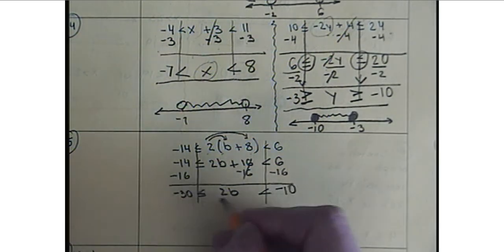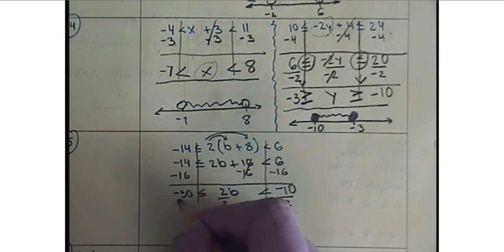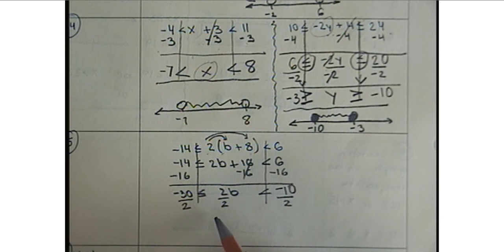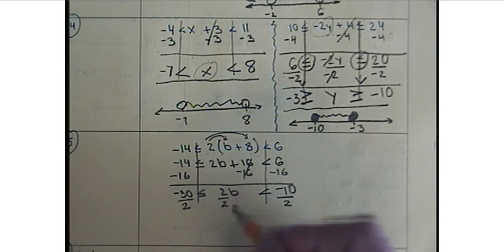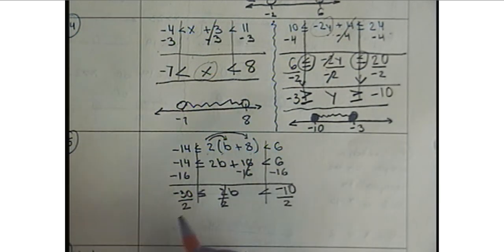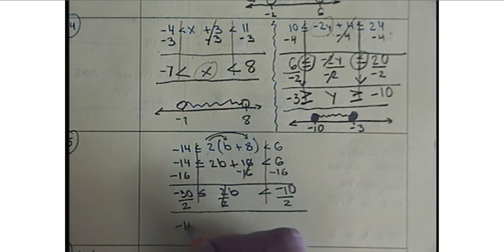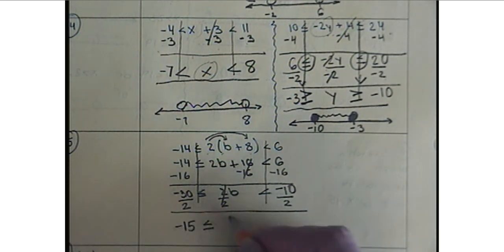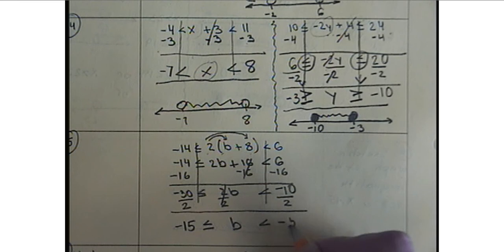Next step, we'll divide by 2. So notice we're dividing by a positive number. We don't need to flip the inequality symbols. We just need to calculate that. Negative 30 divided by 2 is negative 15, less or equal b, less than negative 5.